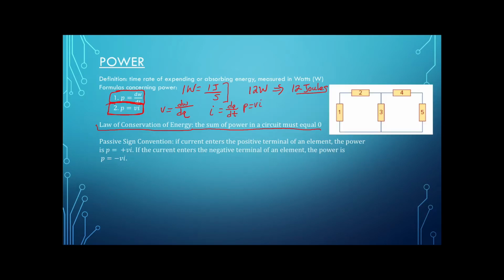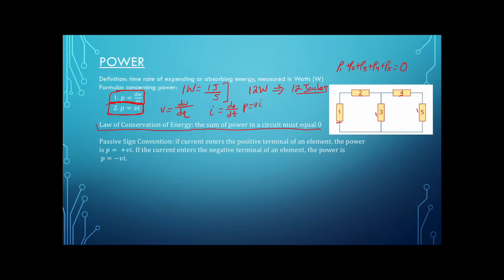So if we look at this circuit in the top right, we have 5 circuit elements. We know that the total power in this circuit must equal 0. So when we write an equation for that, we know that the power of circuit element 1 plus the power of circuit element 2 plus the power of circuit element 3 and so on must equal 0. This would obey the law of conservation of energy.